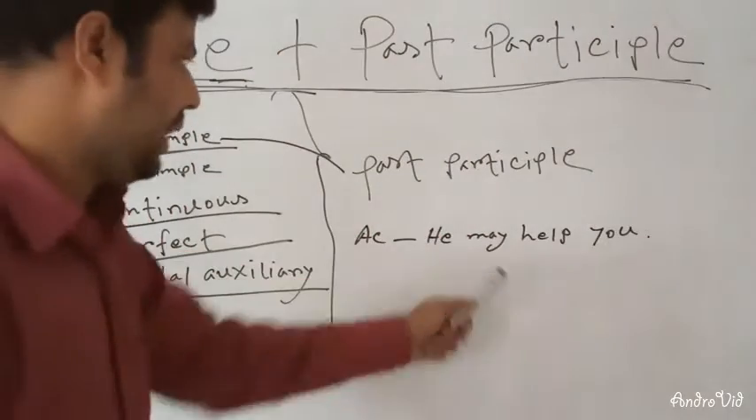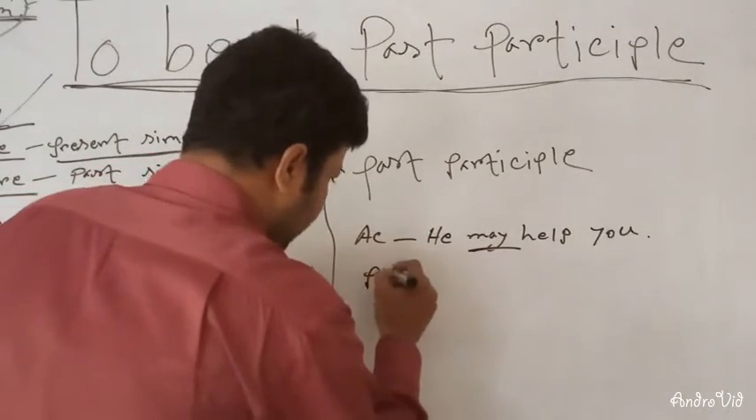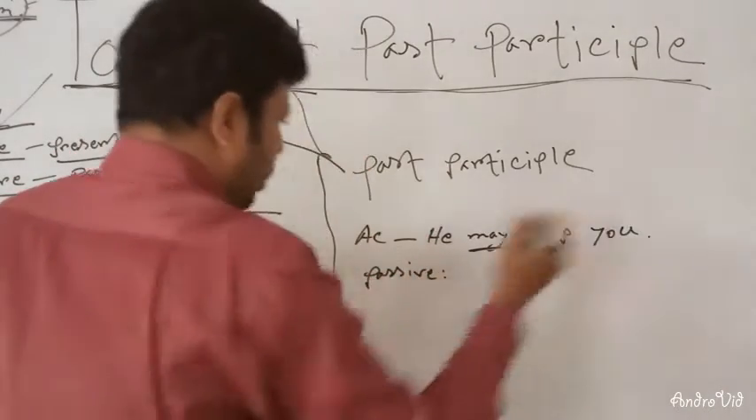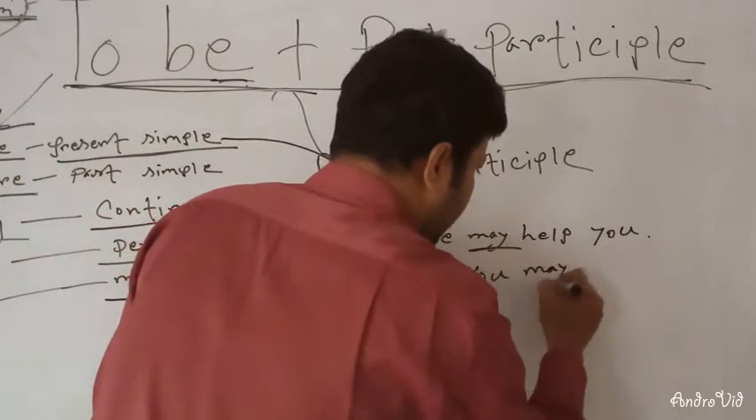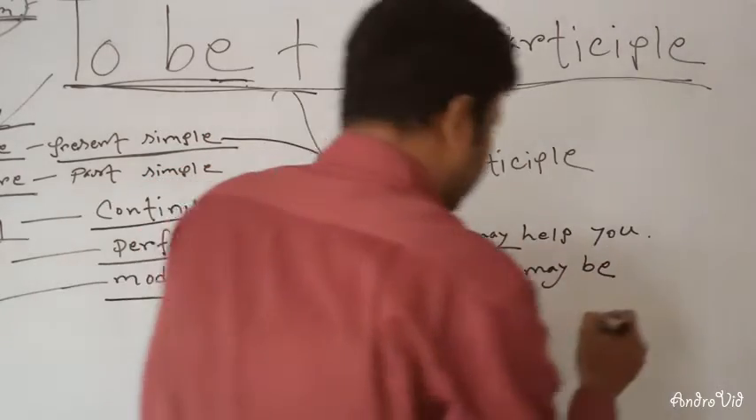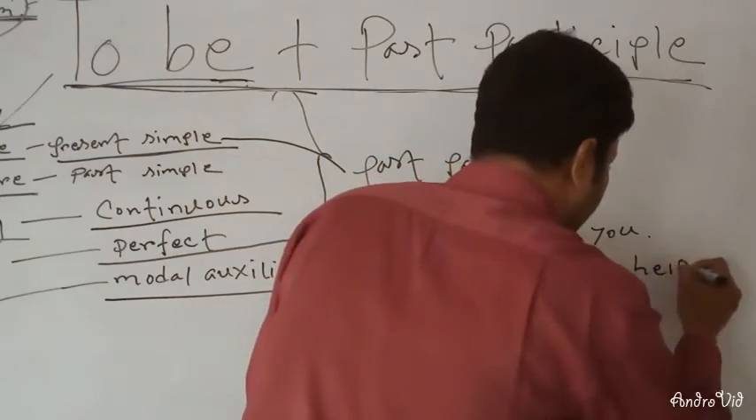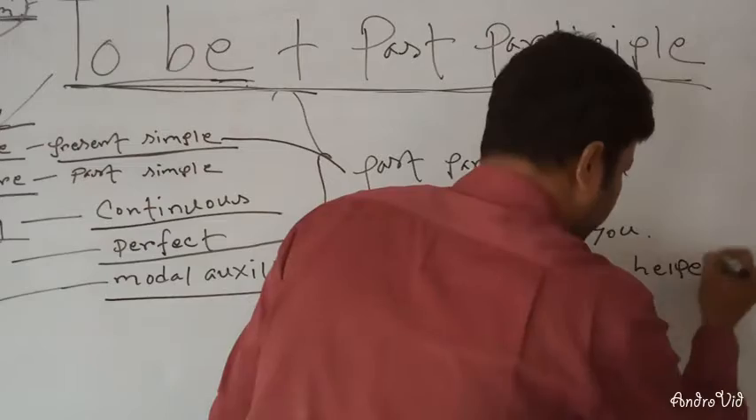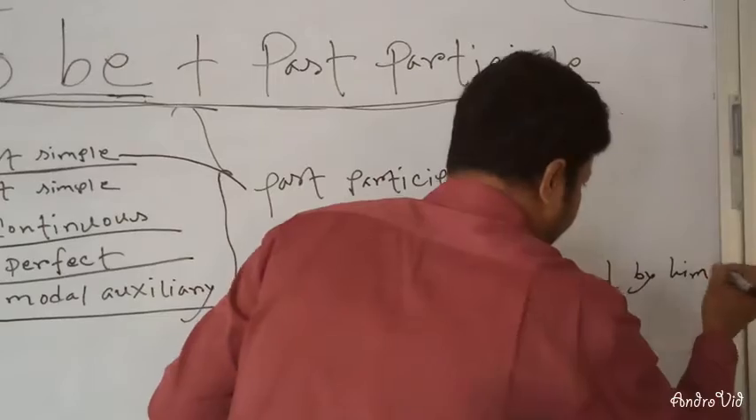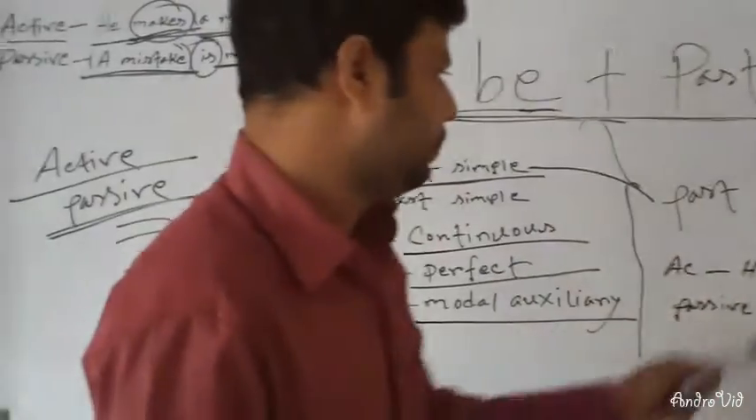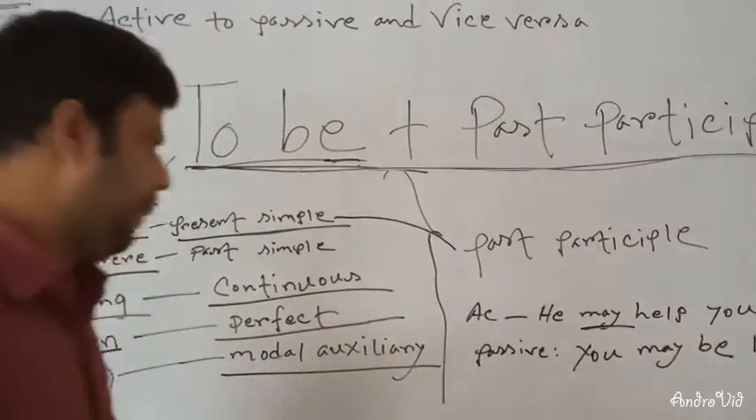This is an active voice. We have a modal auxiliary here, may. So in doing passive voice, you have to just use an extra be, then the past participle form of the main verb. We have help here as the main verb, so we are making it helped, and then the object, the subject becomes the object. So in this way you have to make passive voice.